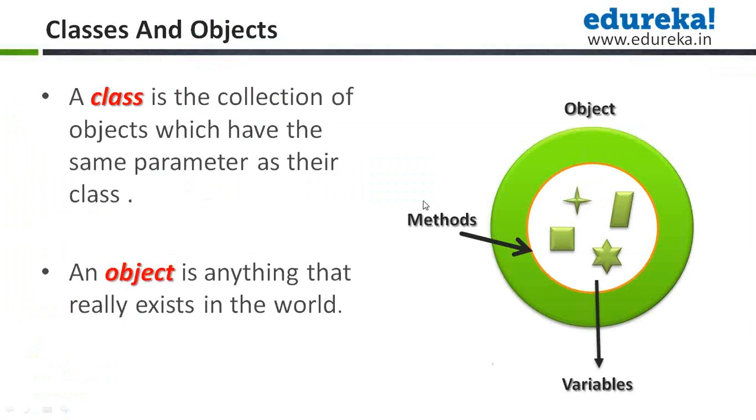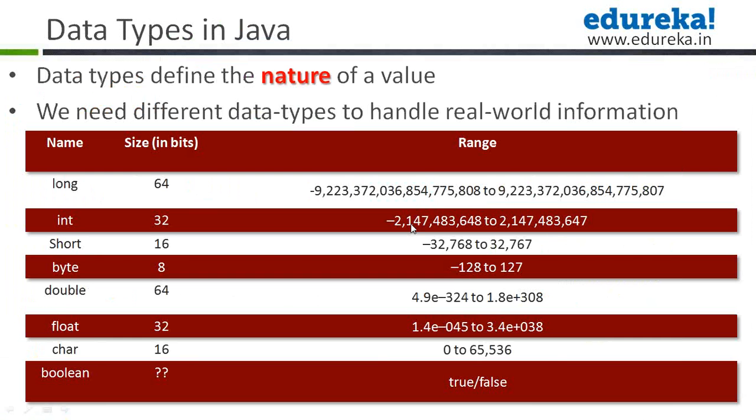Okay, then getting back to the presentation, I come to data types in Java. Data types define the nature of a value. In the real world, we have many kinds of values like numbers, letters, sentences. So how to use that data in a Java application, how to store it? For that, we have data types which define the nature of a value, whether it is an integer value, a character, or a string, right? So we need different data types to handle real world information.